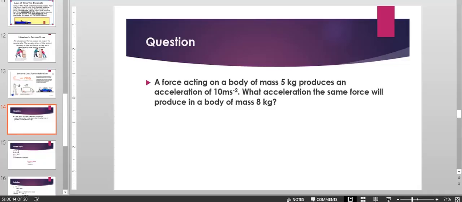So now let's discuss this question. A force acting on a body of mass 5 kg produces an acceleration of 10 meter per second square. What acceleration will the same force produce in a body of mass 8 kg?